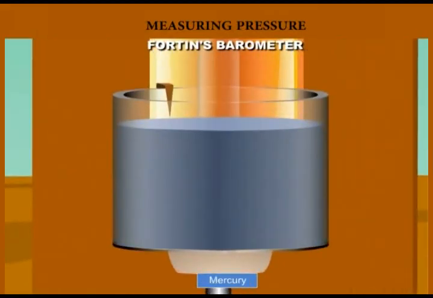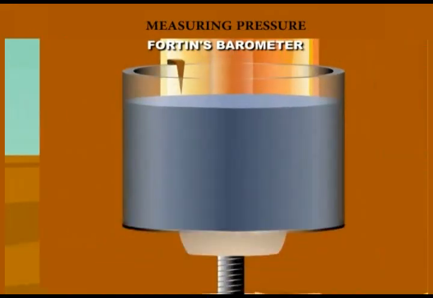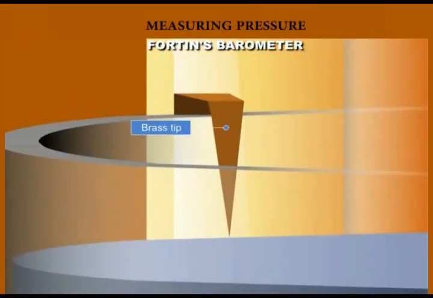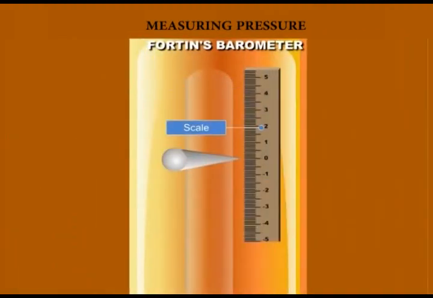It consists of a mercury reservoir. The mercury level can be adjusted by a screw provided underneath. A brass tip is fixed above the mercury level, which coincides with the zero of the scale of the barometer.